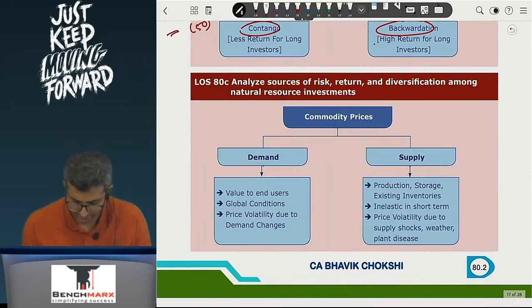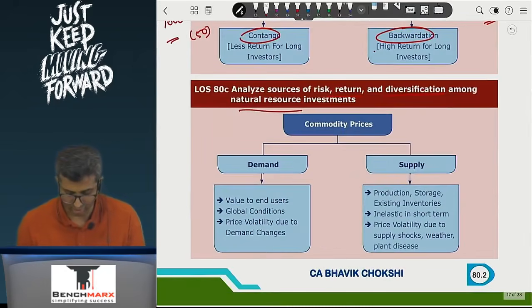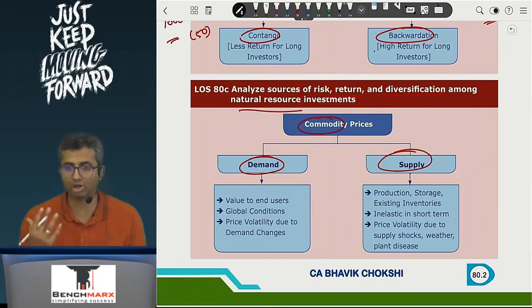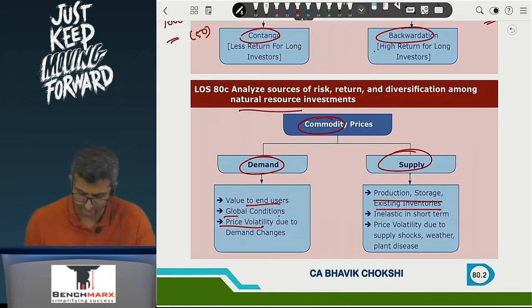Analyze sources of risk, return and diversification among natural resource investment. So when I look at natural resources or commodities, the demand and supply is what determines their prices. When you look at the gold price, oil price, a lot of this is a function of demand and supply on how much is the value to the end users, what are the global conditions, price volatility, all that affects the demand. Supply can be affected by a lot of natural factors, like there is a tsunami, there is an earthquake, and supply can get disrupted. So production shortage, existing inventories, supply cannot be changed in the short term.